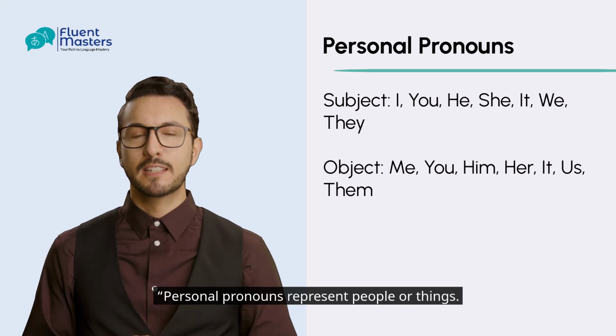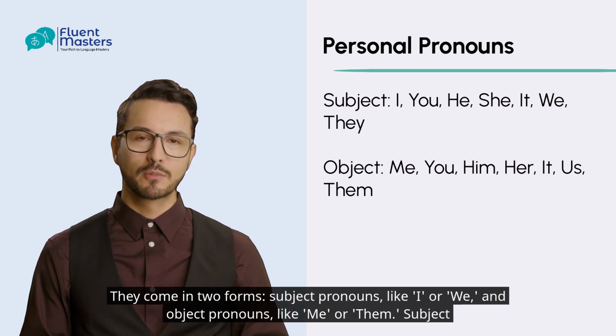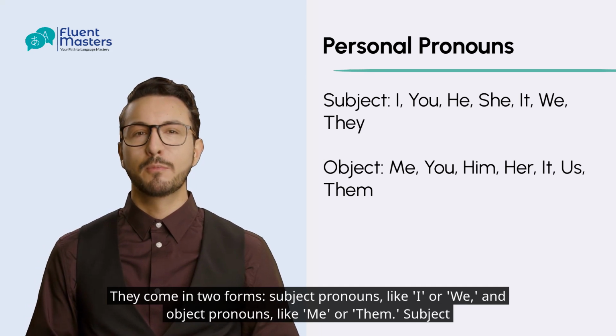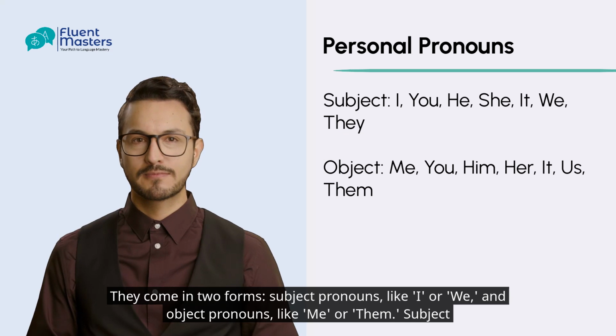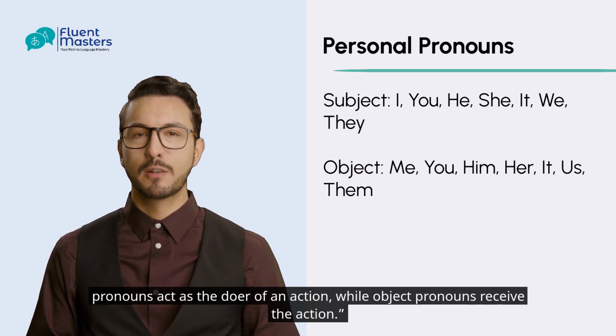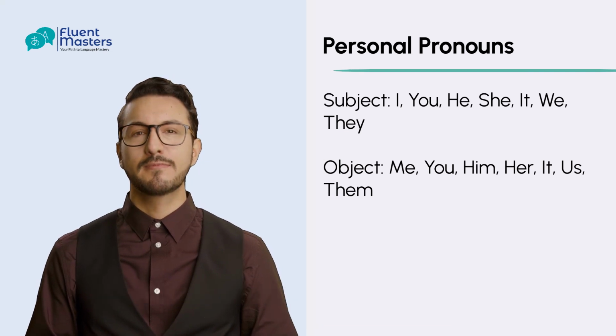Personal pronouns represent people or things. They come in 2 forms: subject pronouns, like I or we, and object pronouns, like me or them. Subject pronouns act as the doer of an action, while object pronouns receive the action.